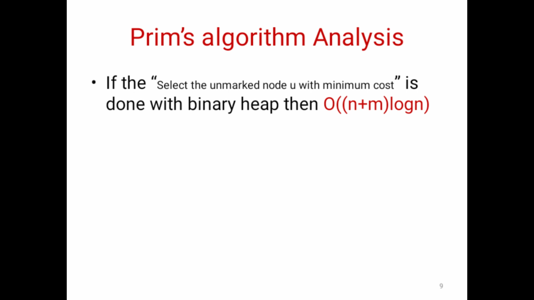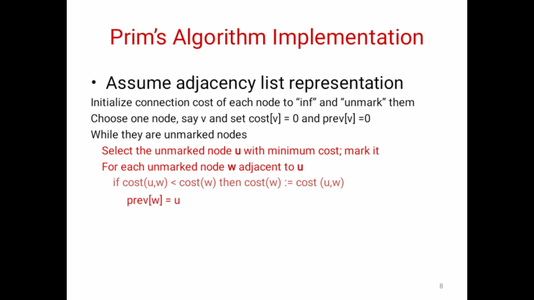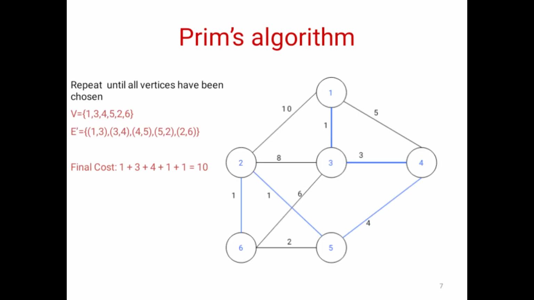If selecting the unmarked node U with minimum cost is done with a binary heap, then the time efficiency of Prim's algorithm is big O of (n plus m) log n. So in Prim's algorithm, you are incrementally building the tree by choosing the vertices with minimum cost.